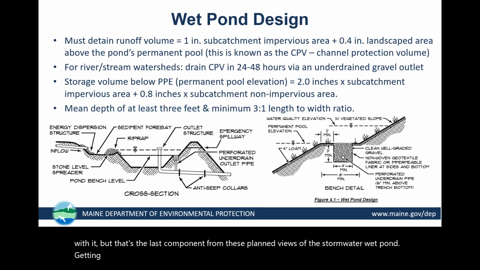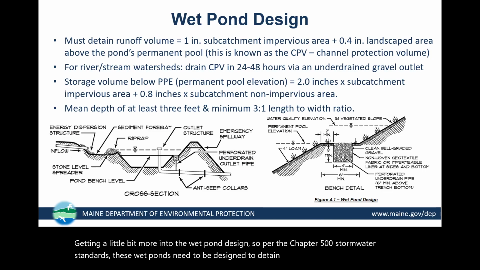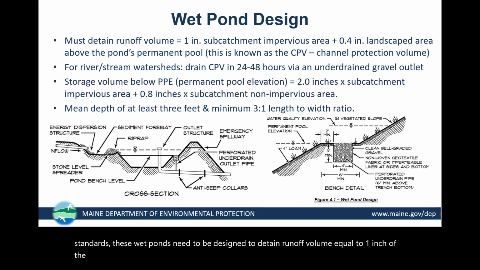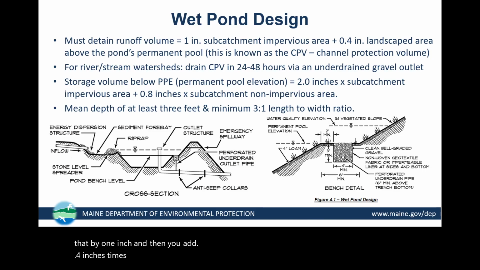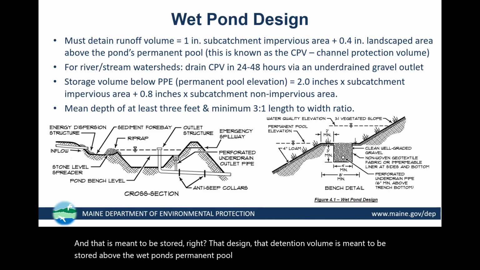Getting a little bit more into the wet pond design, per the Chapter 500 stormwater standards, these wet ponds need to be designed to detain runoff volume equal to 1 inch of the subcatchment impervious area. So your subcatchment impervious area, you multiply that by 1 inch, and then you add 0.4 inches times the landscaped area. And that is meant to be stored, right? That design detention volume is meant to be stored above the wet pond's permanent pool. This is known as the CPV, the channel protection volume.